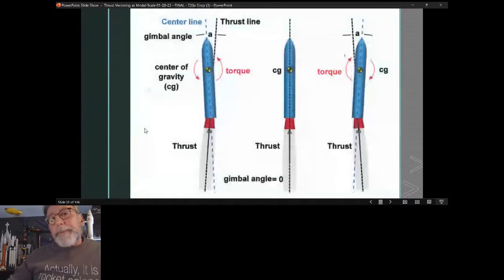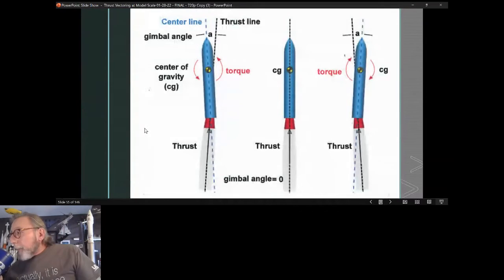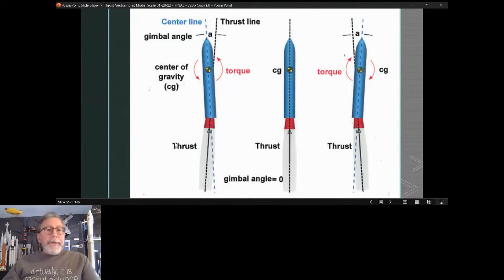So thrust vector control. As I mentioned earlier, a rocket moves about its center of gravity or center of mass. So if a rocket turns this way and has torque on it in this direction, you need to push the rear end in the opposite direction. So that's how thrust vectoring works.